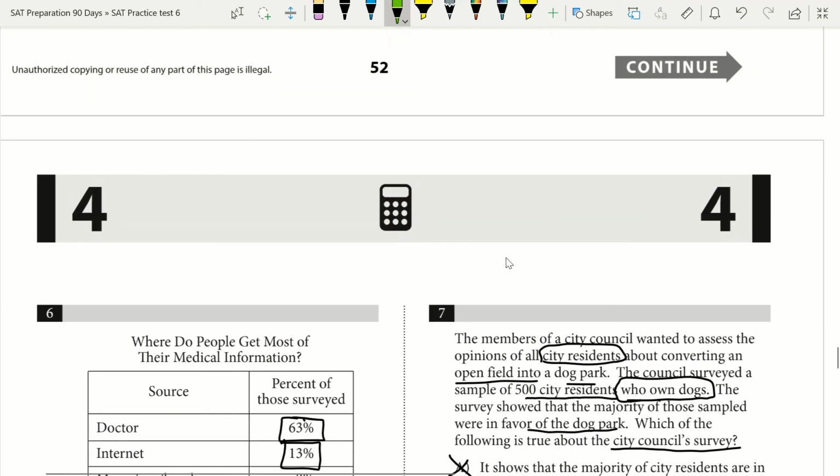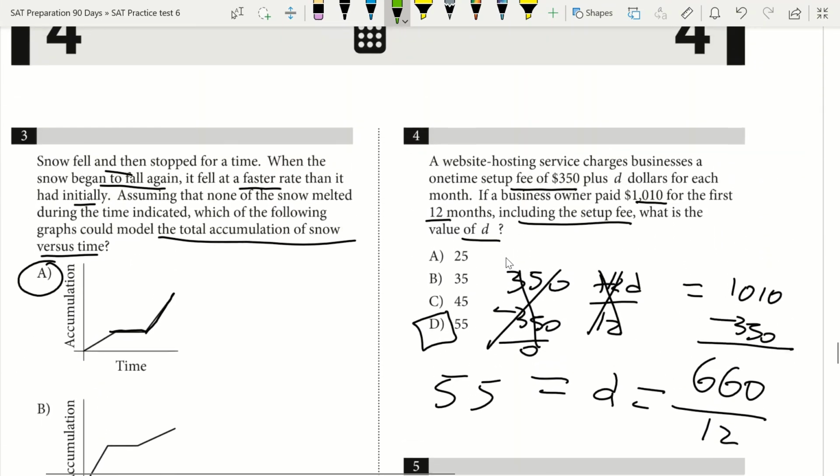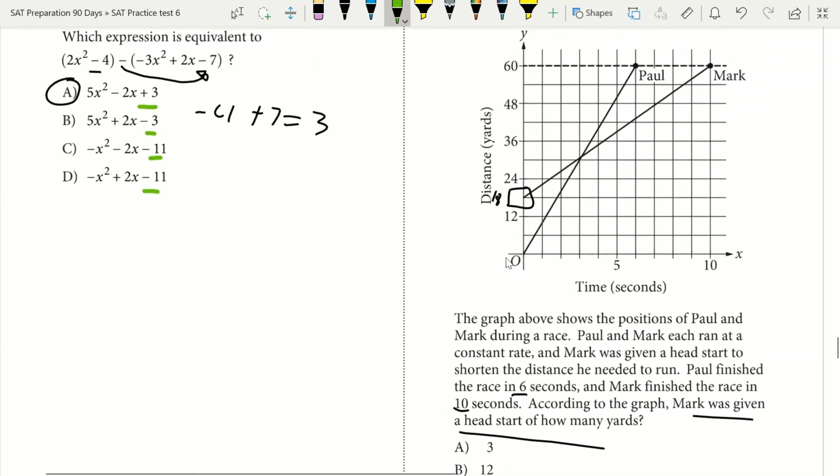I'm looking for a mean or a median question. I think I passed one while I was talking about that. So let me just roll back down.